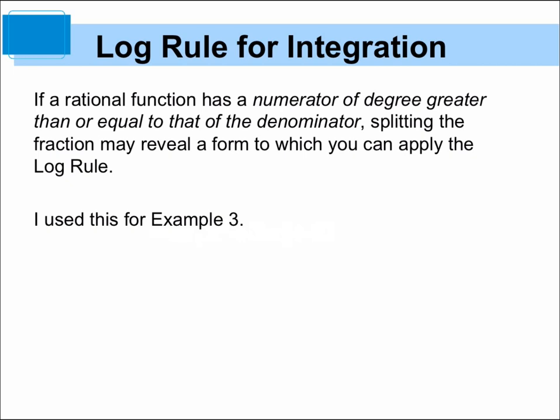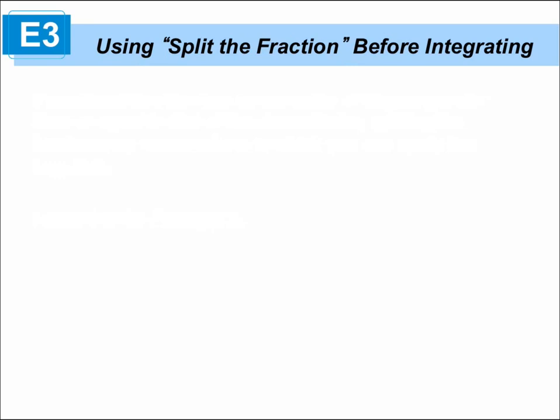Okay, if a rational function has a numerator greater than or equal to that of the denominator, splitting the fraction may reveal a form which you can apply the log rule. Okay, this is another approach to a complicated problem. So for instance, I have this function. Notice that a UDU won't work here because regardless of what I choose for U, when I get done doing my substitution, I'm going to have x's and u's, which we know already is bad.